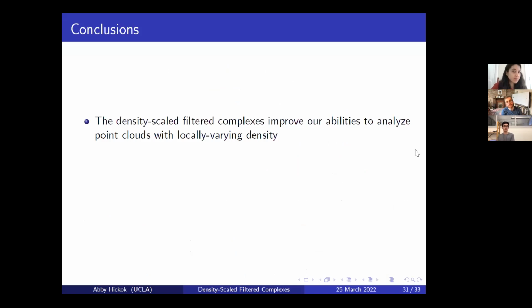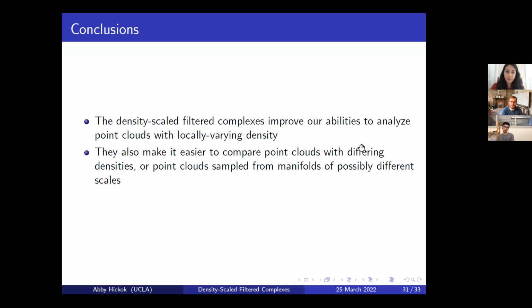And so just to sum up, I think the reason that density scaled filtered complexes are good is that they're a better way of dealing with data sets that have locally varying density. I think this is important when you're comparing point clouds that have different densities, or when your manifolds have different scales and you're trying to compare them, or when you have different feature sizes within the same manifold. I think this is important.